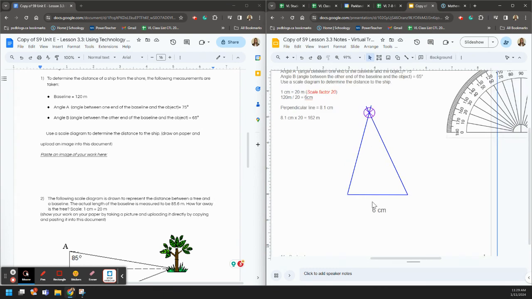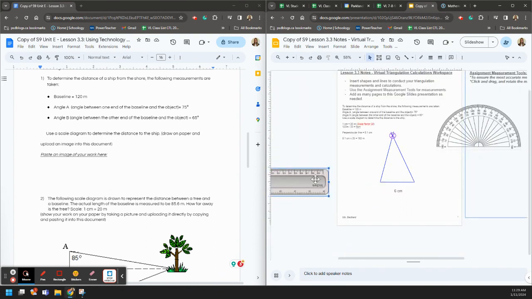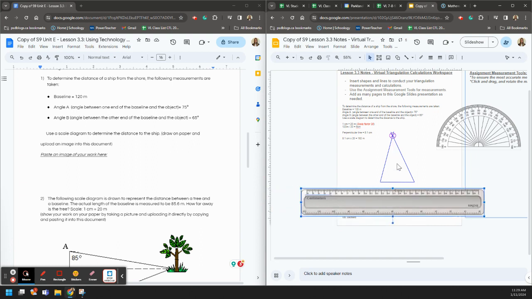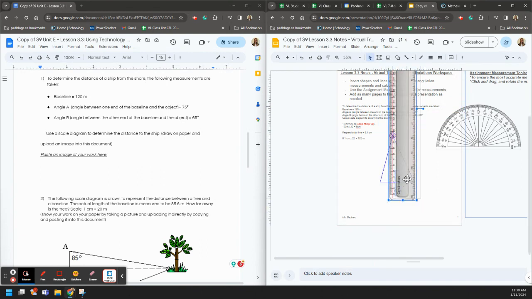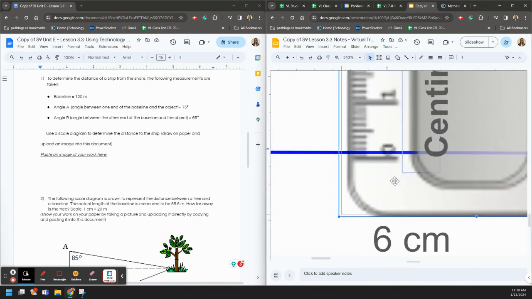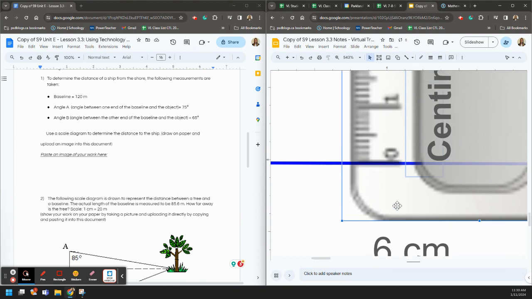Now that I have figured out how far out that ship would be, I can go back to my ruler and measure out the perpendicular line. You want to measure out the closest distance that perpendicular line could be traced from the ship back to the baseline. So I'm just going to rotate my ruler so that it's in the orientation that I need it to be. And then I'm going to try to line it up so that I have the 0 centimeters starting on the base. And I'm going to zoom in to get it a little bit more accurate.